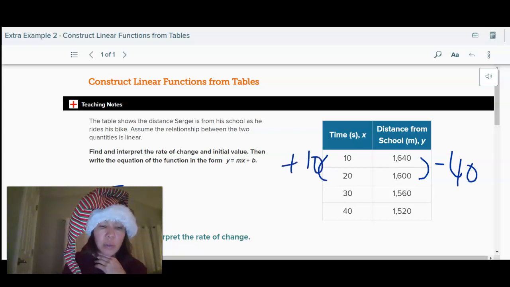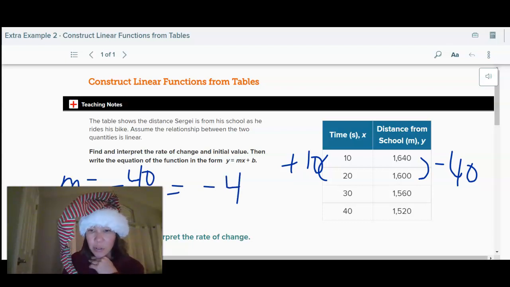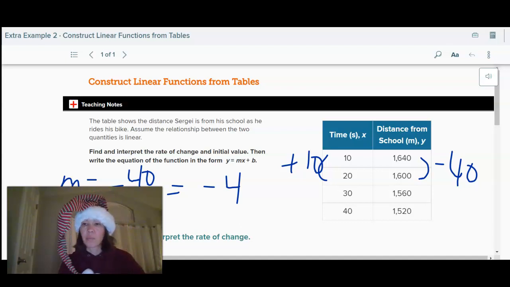So the slope is negative 40 over 10, which is negative 4. You guys see that this is going down, down, down. So the slope is negative 40, but this is going up 10, so negative 40 over 10. So the slope is negative 4. So that's our first part.